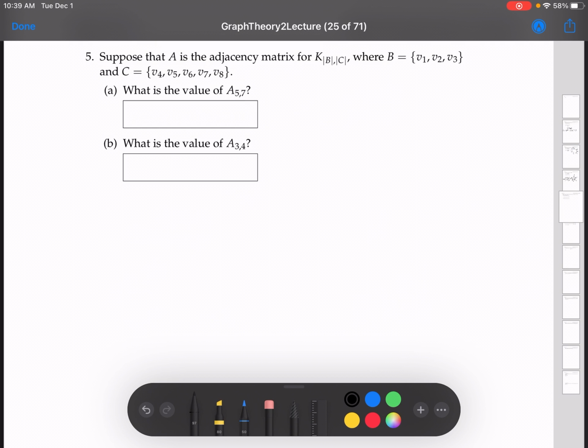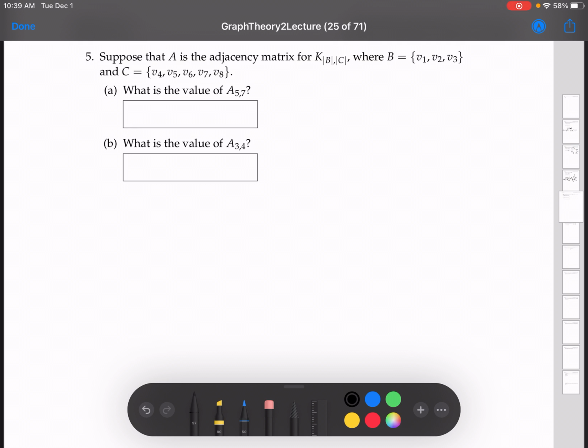Here we have the adjacency matrix A for the complete bipartite graph with bipartite sets B and C. And to make this adjacency matrix specific, to give a specific labeling, the way to do it is to define what the bipartite sets B and C are. All right, so we have two bipartite sets, B and C.